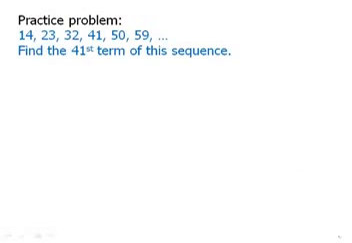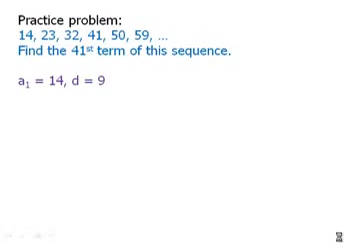Here's a practice problem, a very simple practice problem. We have an arithmetic sequence. Find the 41st term of this sequence. Pause the video and work on this. Okay, well, the first term is 14. And obviously, we're adding 9 each time. That's how we're advancing. So the common difference is 9.